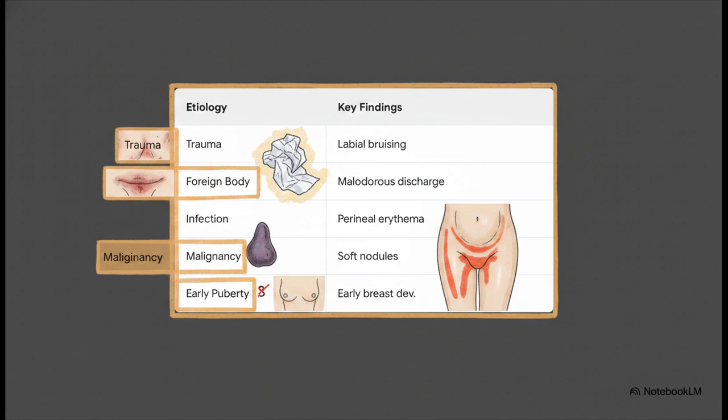First-line management here is just flushing the area with warm fluid irrigation before you even think about attempting any instrumentation. Now, if you see well-demarcated beefy red perineal erythema, you really need to suspect a group A streptococcus infection. On the more severe end, malignancies, specifically sarcoma botryoides, which is a variant of rhabdomyosarcoma, present ominously as these soft, grape-like nodular masses protruding right through the vaginal introitus. Finally, if bleeding is accompanied by early breast development or pubic hair before the age of 8, well, your diagnostic pathway shifts entirely. Now you're working up precocious puberty.